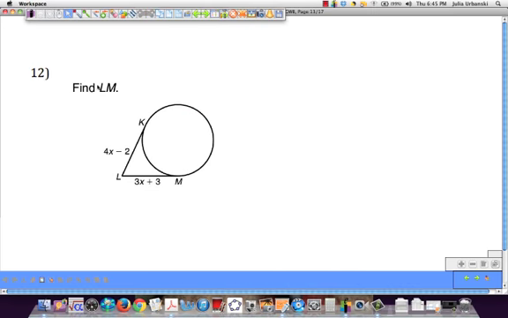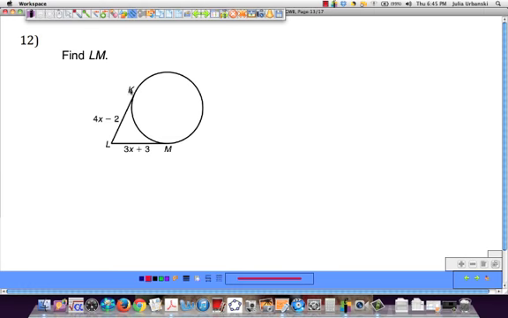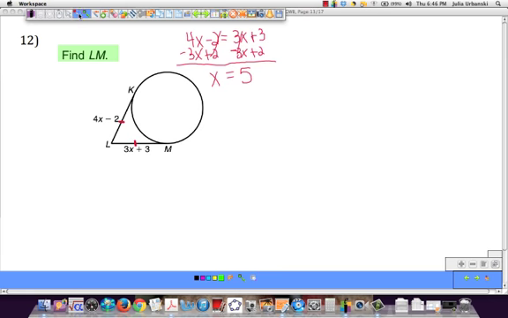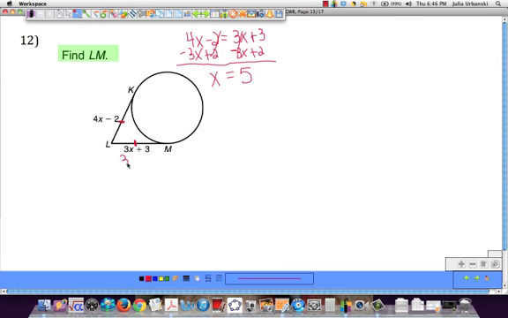Number 12, find LM. When you have segments that are both tangent like this, they're equal to each other. When it looks like a Jack-in-the-Box hat, or if it looks like an ice cream cone or something like that, they're equal to each other. 4x minus 2 equals 3x plus 3. Subtract 3x from both sides. Add 2 to both sides. X equals 5. So then they want LM. Always look to see if they want something else. So you go to LM and you plug it in. 3 times 5 is 15. 15 plus 3 makes your final answer of 18.